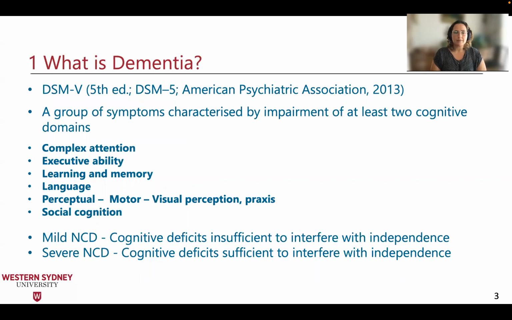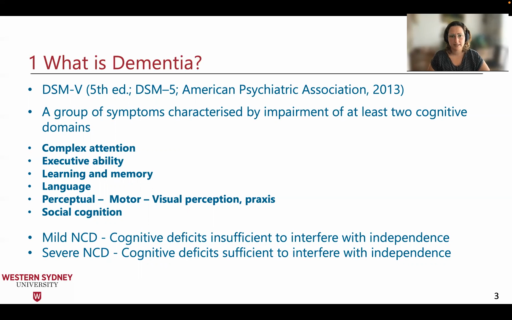So firstly, what is dementia? Characterized by the Diagnostic Statistics Manual, the 5th edition, it's a group of symptoms characterized by impairment of at least 2 cognitive domains. Now, many people, when they think of dementia, they think that it is specifically a disease in itself, but it's not. It is a group of symptoms, often caused by a disease underlying that.